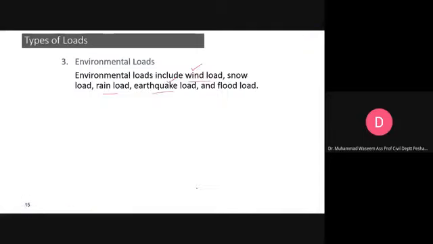So the third category of load is the environmental loads. The environmental loads include wind load, snow load, rain load, earthquake load, and flood load, but our focus in this category will be on the wind load and the earthquake load.